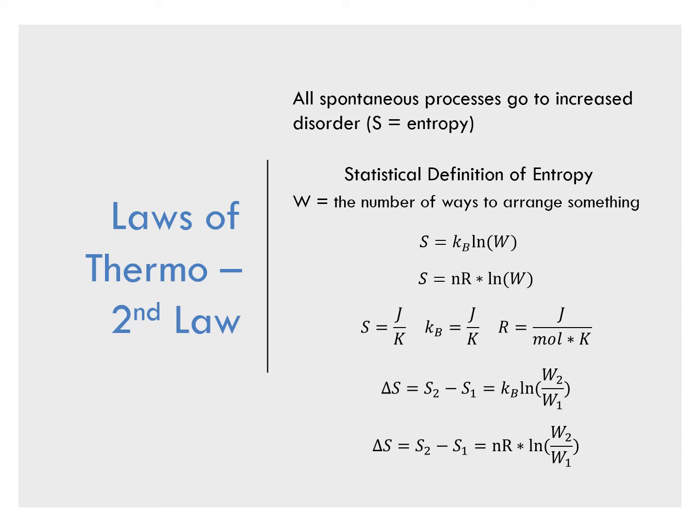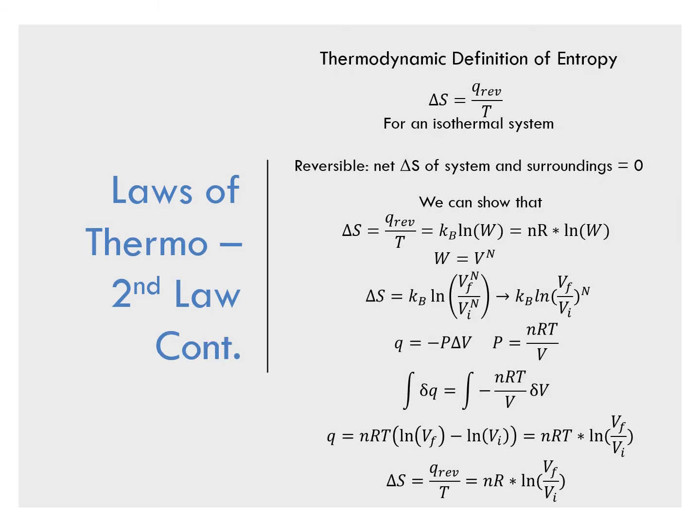Because remember from our log rules that the ln of W2 minus the ln of W1 is the same thing as dividing W2 by W1 within the natural log equation. So again, you can substitute the Boltzmann constant for your number of moles times R. And now we're going to look at the thermodynamic definition of entropy.